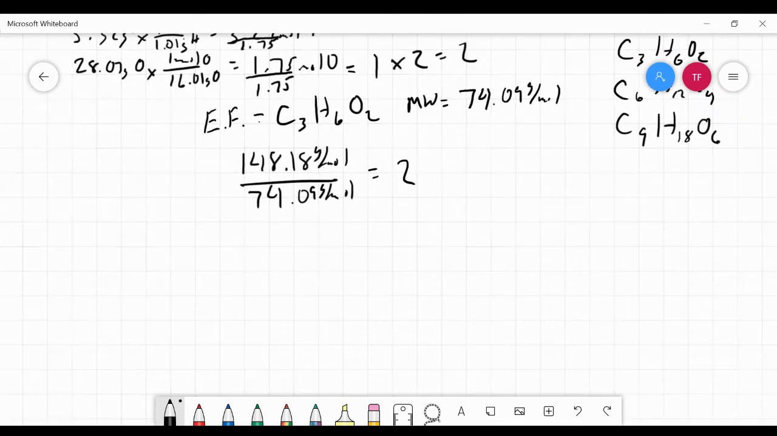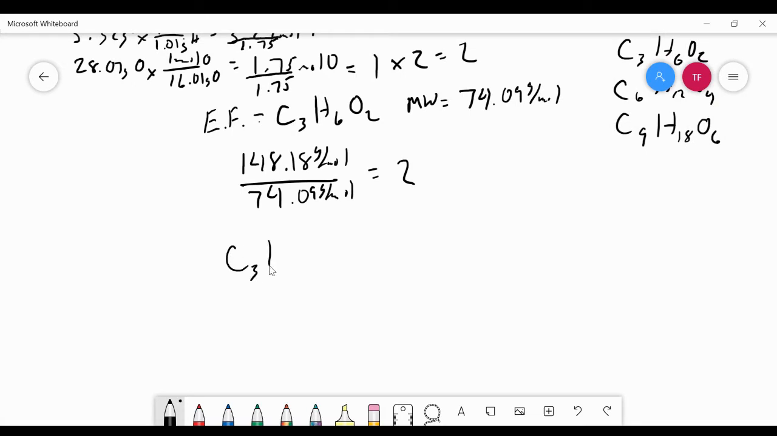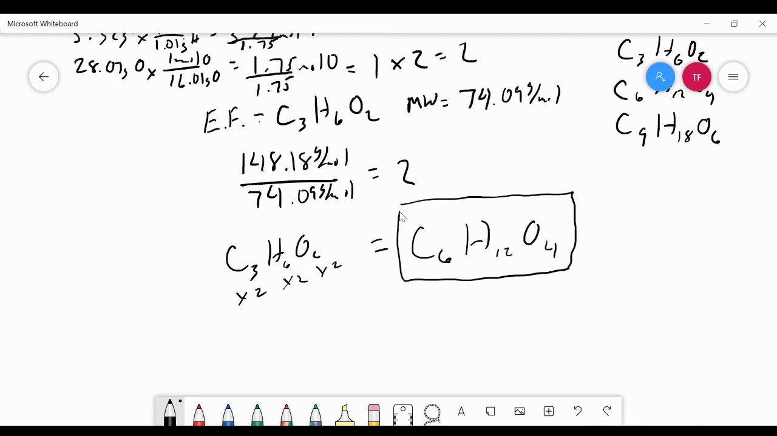So what that means is we're going to take our empirical formula and multiply each of the subscripts by 2. And that will give us C6H12O4, which will be the molecular formula of this compound. So this compound has 6 carbons bonded to 12 hydrogens bonded to 4 oxygens, and that's one molecule of this compound. So that's just a quick reminder of empirical and molecular formulas.